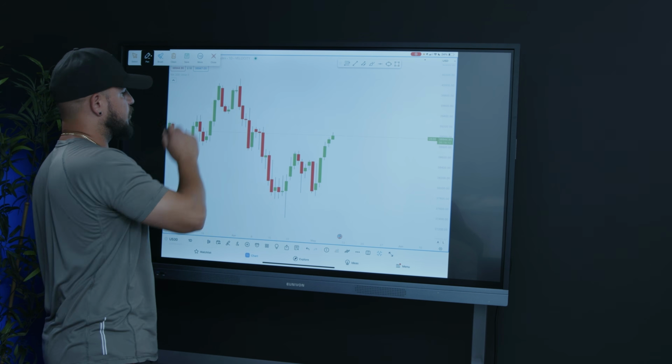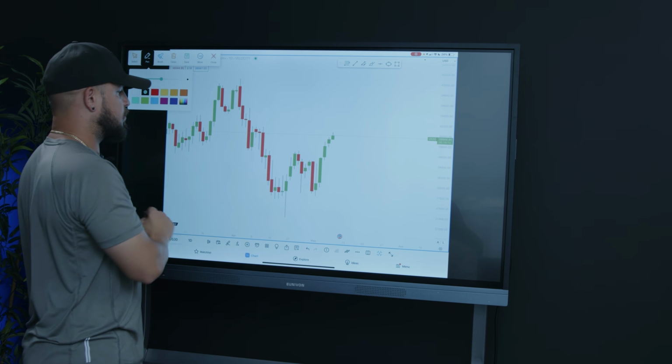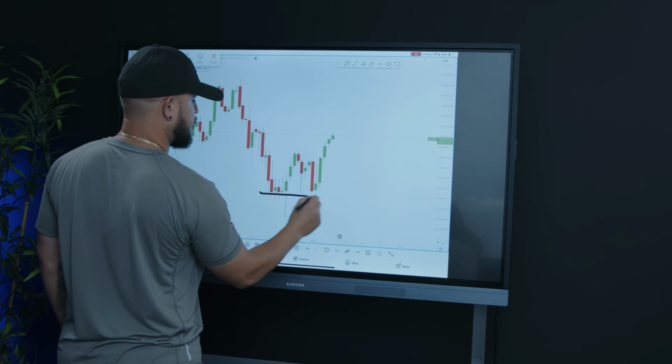So you're at support. All the sellers are putting more money in, more money in, more money in, and they completely fail. That's where you can see the buyers clearly regaining control. Okay, correct. So what I want you to do is erase it real quick and just draw out a support line right there in the bottom.